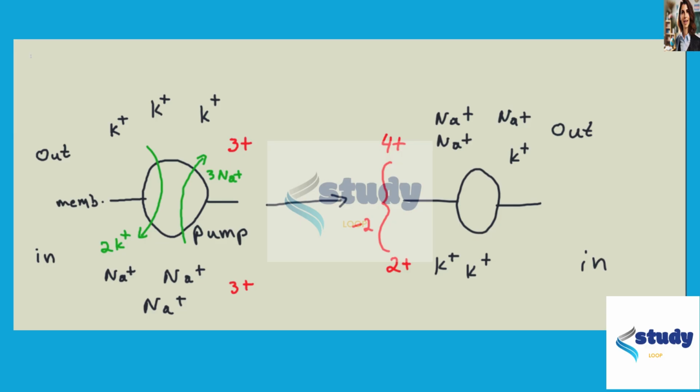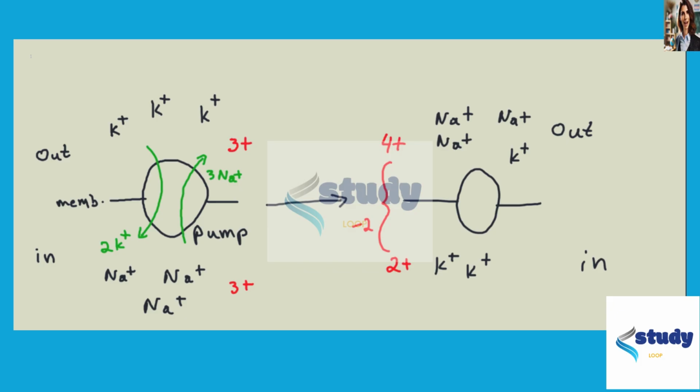Think about it this way: if you spend more money than you earn, your bank is going to be in the negative, right? If you put out more positives than you bring in, you are going to be in the net negative. So choice A is the correct choice here. The sodium potassium pump forces out 3 positive ions for every 2 ions it pumps in.